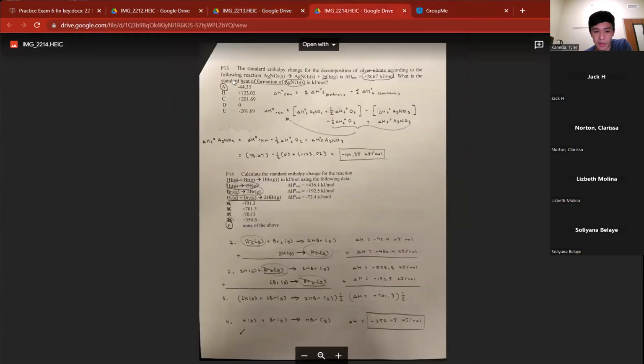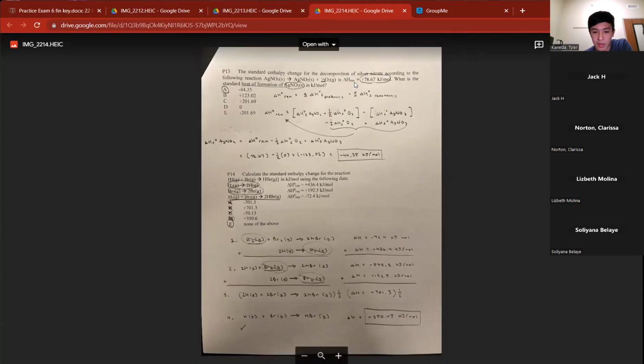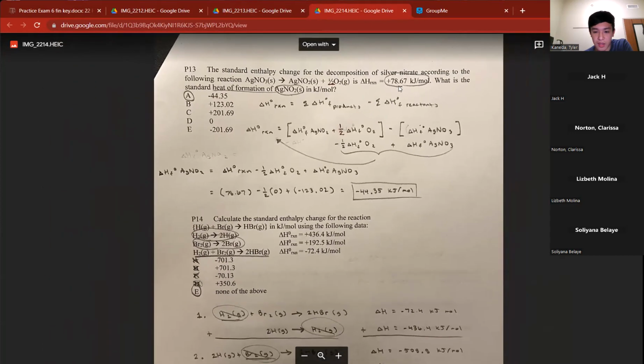Okay. All right, 13. The standard enthalpy change for the decomposition of silver nitrate according to the following reaction is change in enthalpy of the reaction 78.67 kilojoules per mole. What is the standard heat of formation of AgNO2 in kilojoules per mole? So again, it's just a matter of whether you know the equation or not for these kinds of problems. So the equation is the change in enthalpy of the reaction is equal to the sum of the enthalpy of formation of the products minus the sum of all the enthalpy of formation of the reactants.